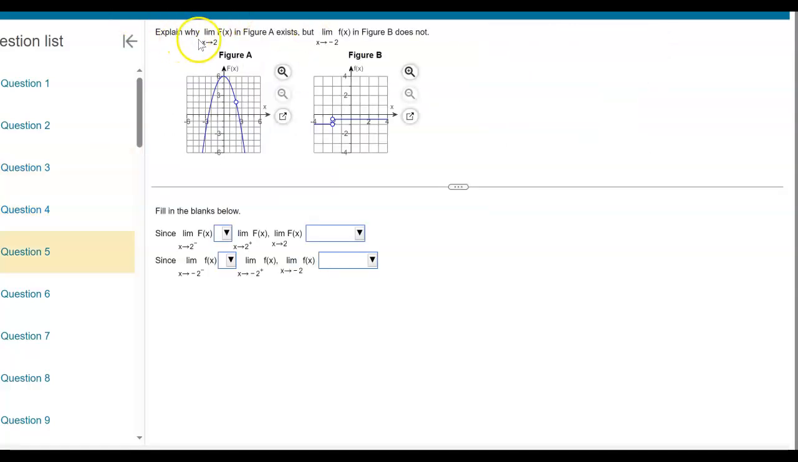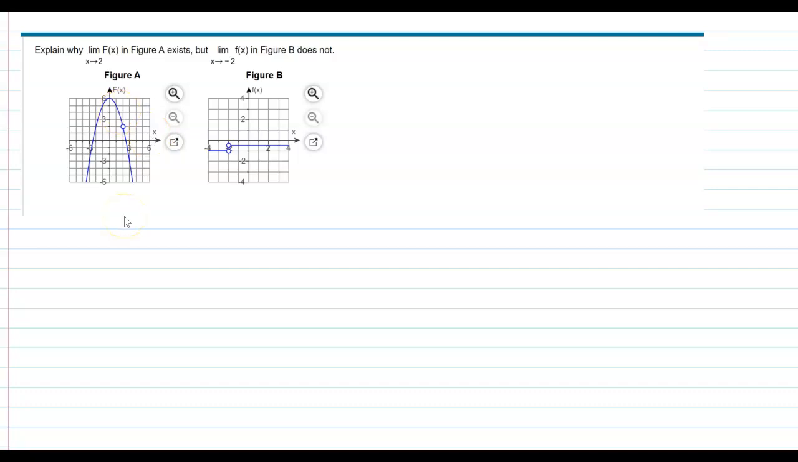Next question. Explain why the limit of f of x as x approaches 2 in figure A exists, but the limit of f of x as x approaches -2 in figure B does not exist. Okay, so let's explain this. Now, I copied this here.